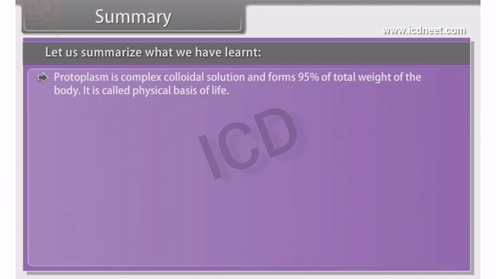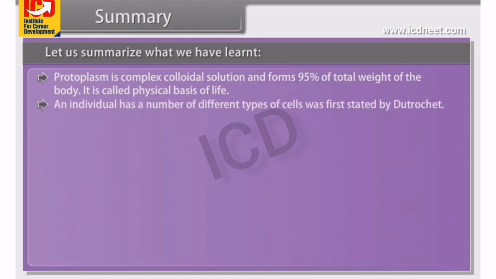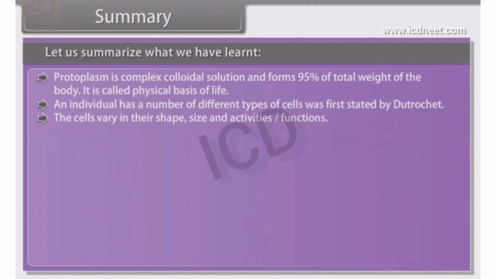Protoplasm is complex colloidal solution and forms 95% of total weight of the body. It is called physical basis of life. That an individual has a number of different types of cells was first stated by Dutrochet. The cells vary in their shape, size, and activities or functions.